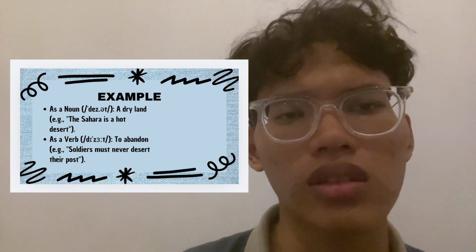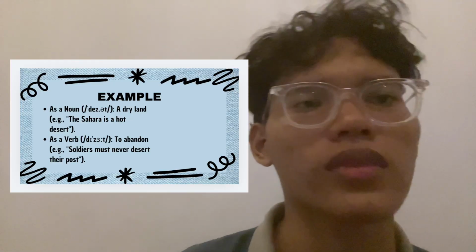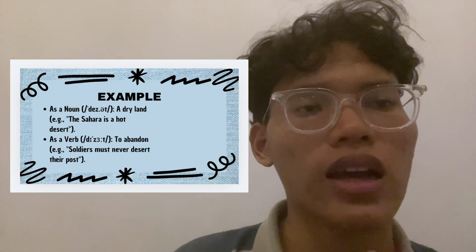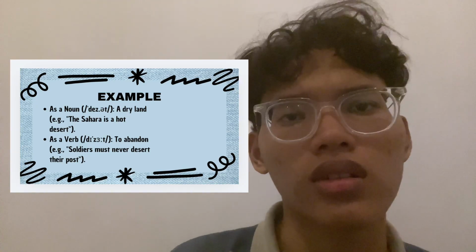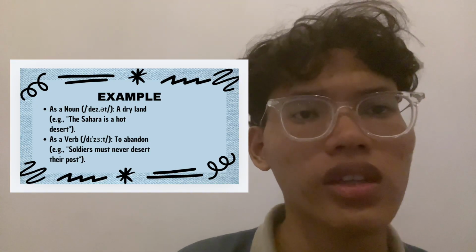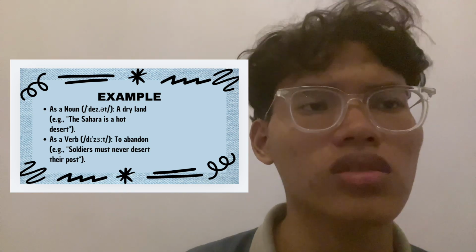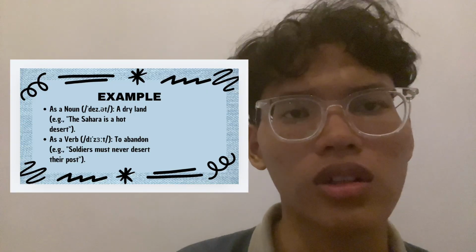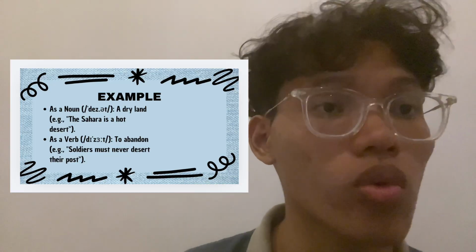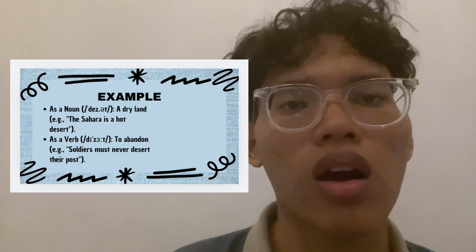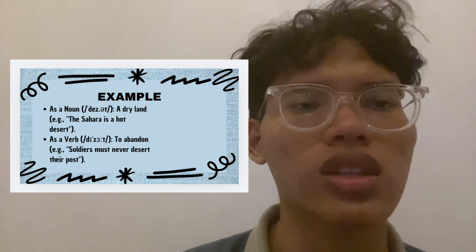Okay, next example: desert. Then there is desert. As a noun, it's "desert," the hot sandy place. As a verb, it's "desert," to abandon. The spelling is identical, but the stress, the emphasis on the syllable, changes the entire meaning. This proves that where you put the stress of the word is just as important as the letters themselves.